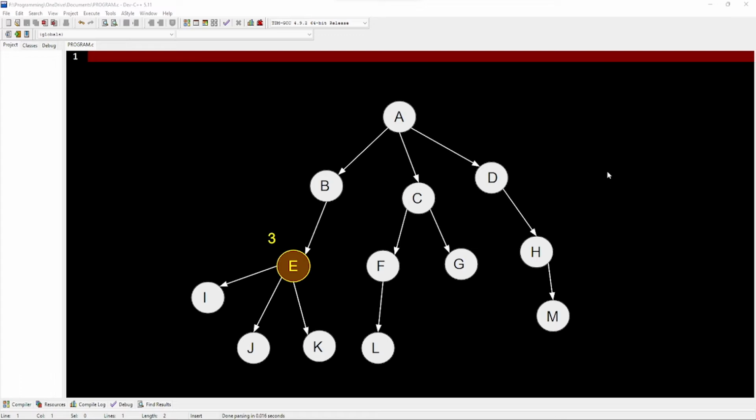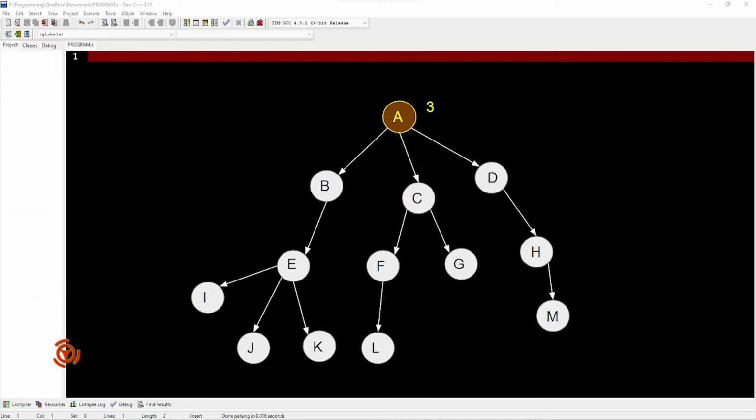Now let's take another example. If you consider the node labeled E, you can see that it has 3 children, that is I, J and K. So the degree of E is 3. Now let us take the example of the root node. To find the degree of the root node, you have to see how many children the root node has. In our case, the children are B, C and D. As A is connected to 3 nodes, the degree of the root node is 3.